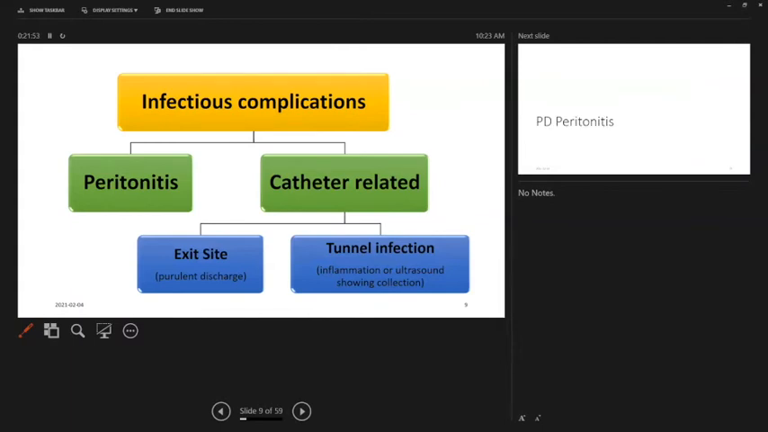Okay, so now the infectious complications can be broadly classified into peritonitis and catheter related. The catheter related are two: exit site, which means only purulent discharge, nothing else. You can have redness, itching, or swelling, but if you have pus there, that's an infection, okay? Second is the tunnel infection. If you touch the tunnel and the patient has pain, that's a sign of inflammation and that's infection, okay? If you have swelling, redness, edema, and tenderness on the tunnel, that means the patient has an infection. Or else the patient may not have anything, but I will show you an ultrasound that shows a collection around the catheter. That means the patient has a tunnel infection.